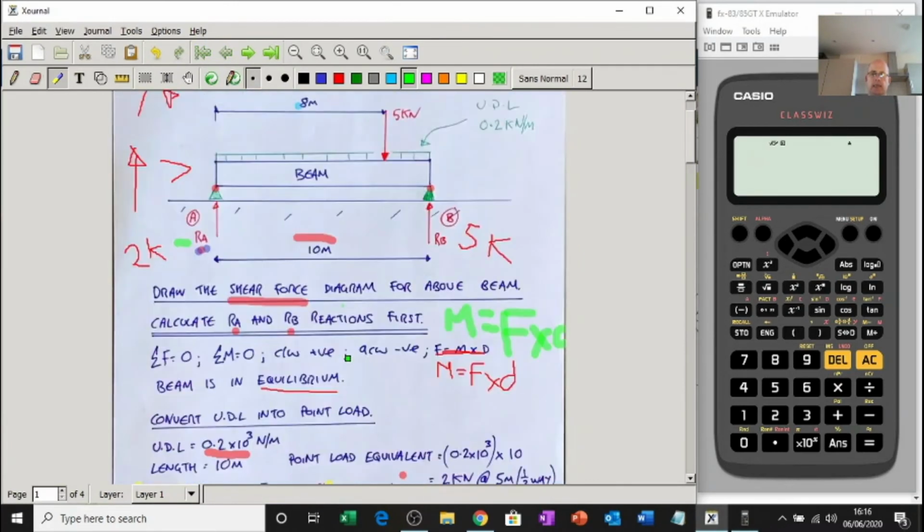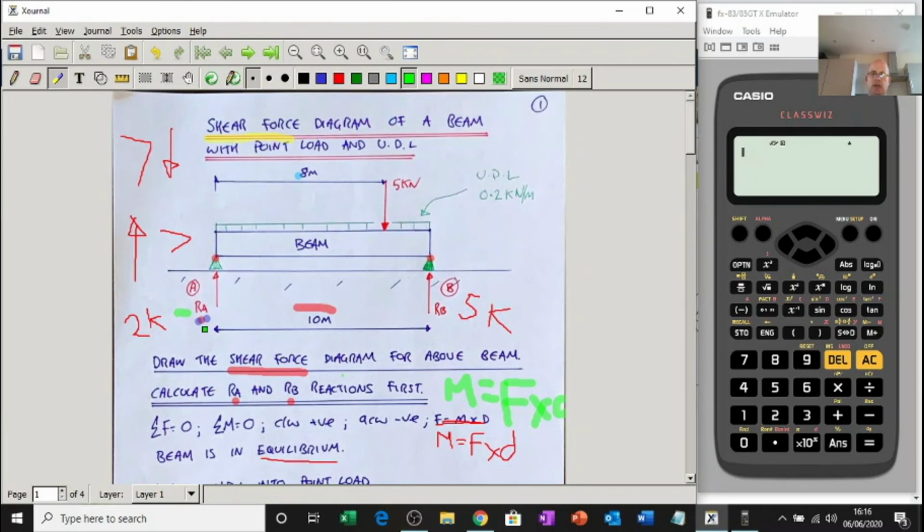One last thing, make sure you get your reactions correct, because if your reactions are out, your diagram is going to be out. So that's all of that for now.